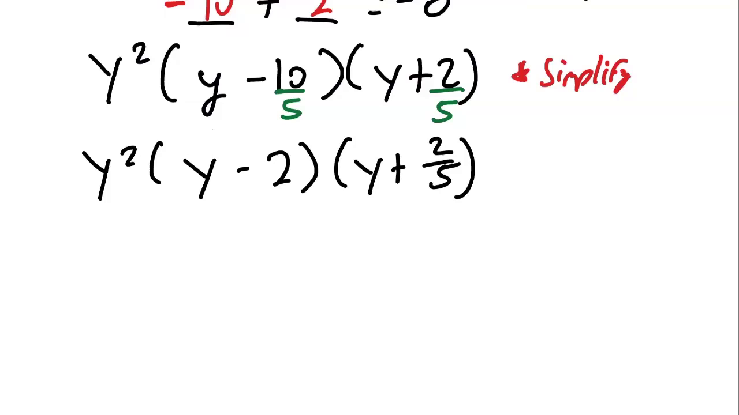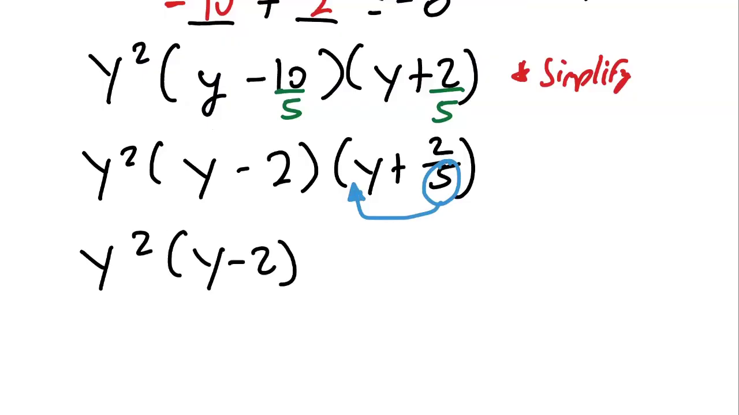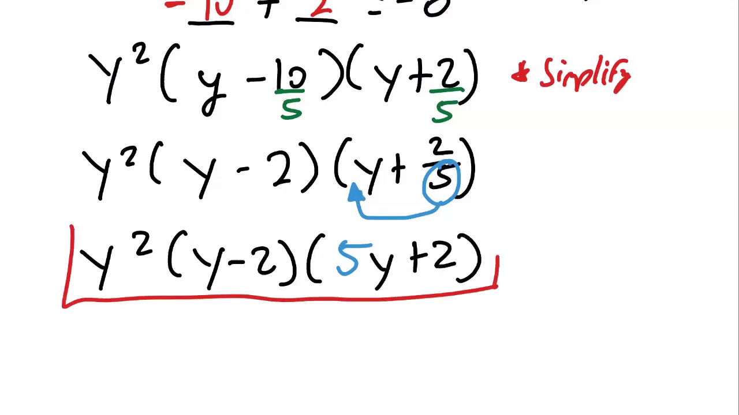Now, your last and final step is if you have a fraction, you've got to get rid of the denominator. How do you get rid of the denominator in the fraction? Multiply it by what? What do you multiply the denominator by? The y. Very good. That's what I was looking for. So you take the denominator in the fraction and you multiply it to the term that's in front of that binomial. So y squared, y minus 2, parentheses, 5 times y, or just 5y, plus 2. This is your final answer.